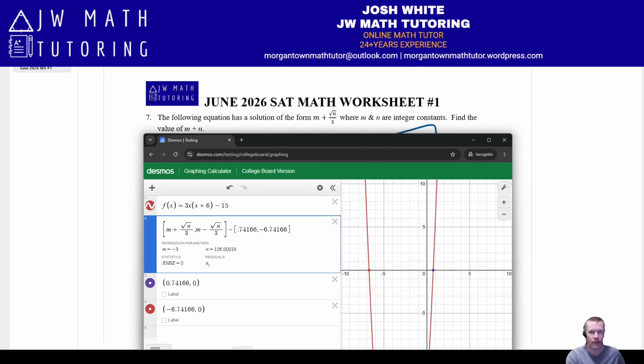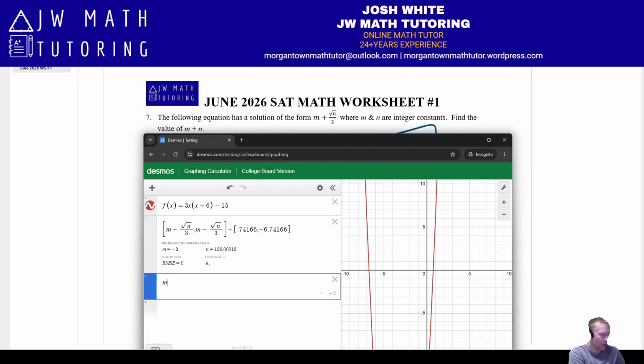Now, because these are not exact values, these are rounded or approximated, notice that the m value is fine. It's the n value that isn't exactly 126. But hopefully you should recognize that it's still going to be 123 as your answer. Again, I would not recommend this approach. I personally would use the first approach, which does give you the exact values, but this is just an alternate approach you could take as well.